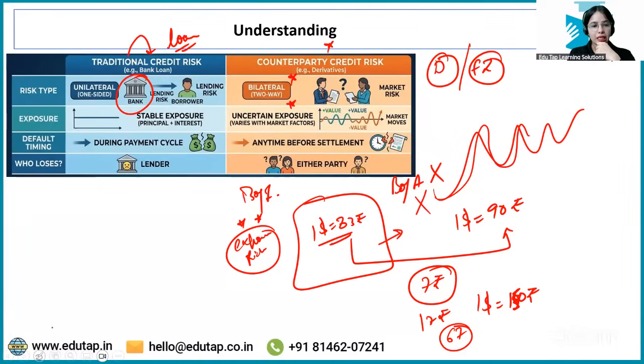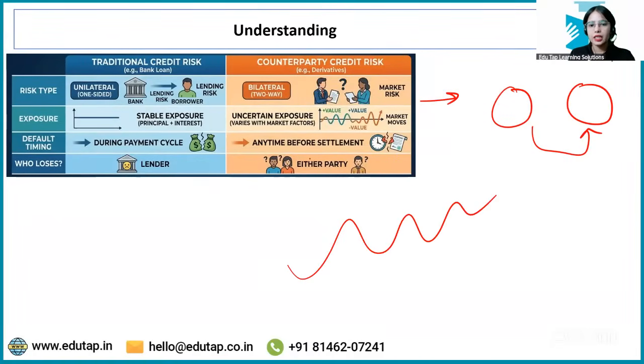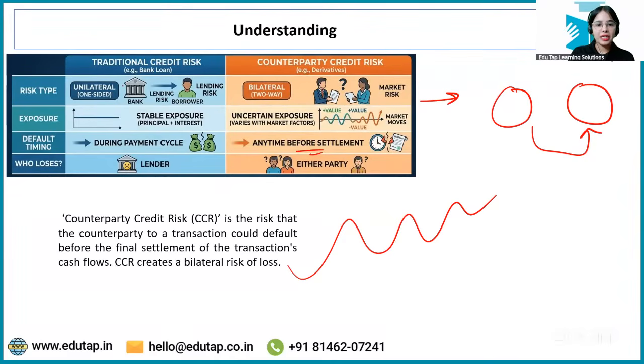So this is the counterparty credit risk, in which both the parties are in the risk, and the risk is very uncertain on the basis of the market condition. Risk is any time before settlement. Before the settlement, any time the other party can cancel. So both the parties have the risk. Counterparty credit risk is the risk that the counterparty, meaning the other party, to a transaction could default before the final settlement of the transaction cash flows. CCR creates a bilateral risk of loss. Both the parties have the risk of loss.